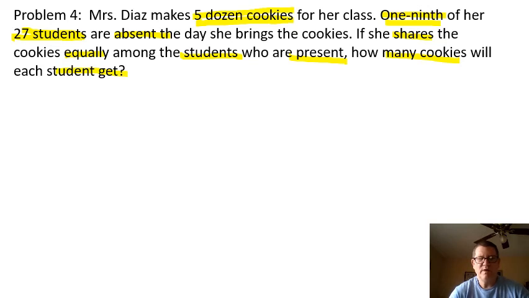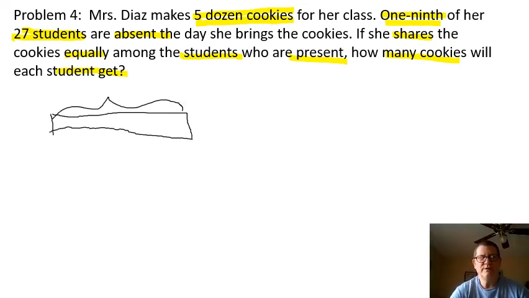All right, so this is going to be a 2-step problem. We're going to have to start by solving how many students are actually in the class right now. Because we know that our normal class is 27 students. But she says 1/9 are absent. So I'm going to go 1, 2, 3, 4, 5, 6, 7, 8, 9. And this group right here is absent.